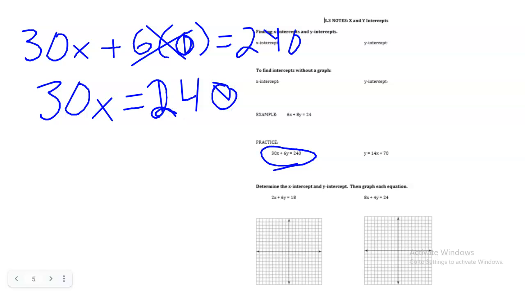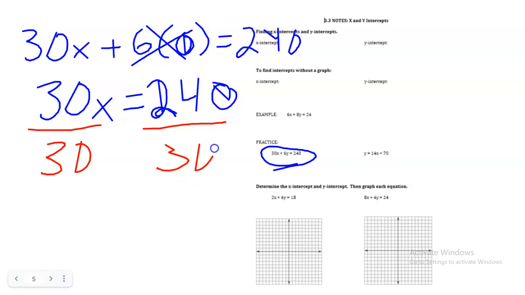Okay, now I want to solve for x. I want to get x all by itself. X is being multiplied by 30. The opposite of multiplication is division. So I'm going to divide both sides by 30. And when that happens, I get 1 here, so I've got x.